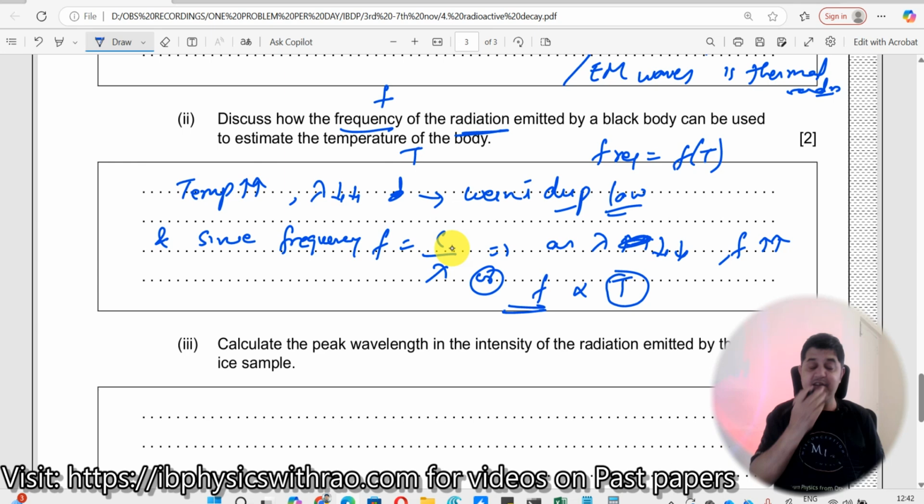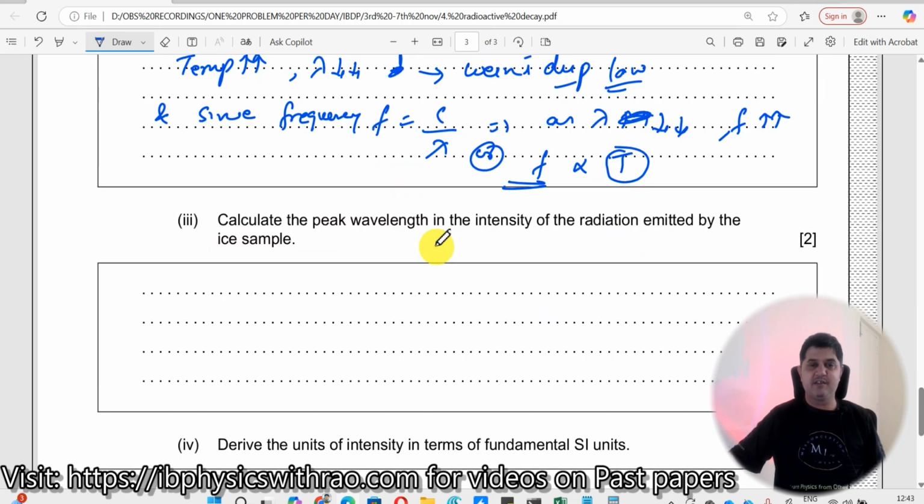See, if I ask you what is the temperature of the sun, you cannot take a thermometer and go to the sun and measure it, right? Or send a rocket or a satellite, a space shuttle, to go to the sun and measure it. So what you do is find out the frequency of radiation it emits, and then on an average you say this is the temperature of the object. Okay, now let us move on to the next question.